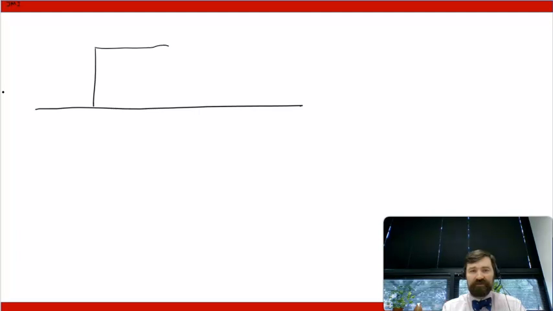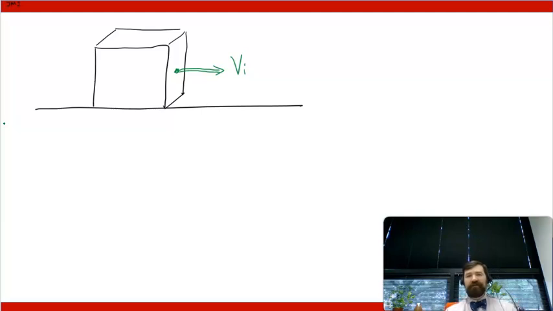Now let's consider another case. Let's consider a case where we have the large object, or even a not so large object, but let's use our same large object just for the fun of it. And initially it's moving forward with some velocity. Let's put that in green. So initially we have a velocity v initial in this direction. As it slides along the surface, it slows down. So as it slides, it slows.